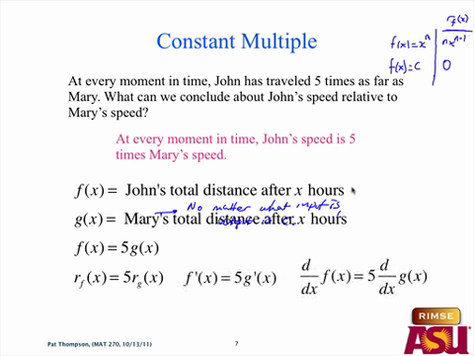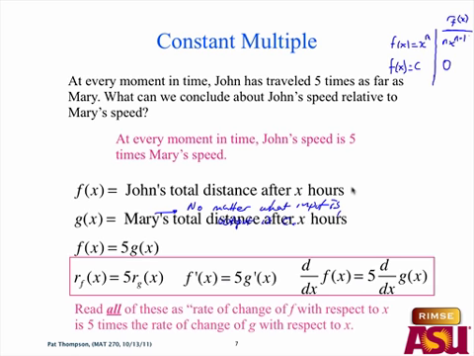Okay, so before we prove it, let's look at some other notations for rate of change. So these are some other notations that you'll see, but they all mean the same thing. We're going to read all of these as the rate of change of f with respect to x is 5 times the rate of change of g with respect to x. Whether it's this one that we talked about earlier, or this one, this is called prime. So f prime, but don't read it as f prime. Read it as the rate of change of f with respect to x. Similarly, this notation right here is the rate of change of g with respect to x.